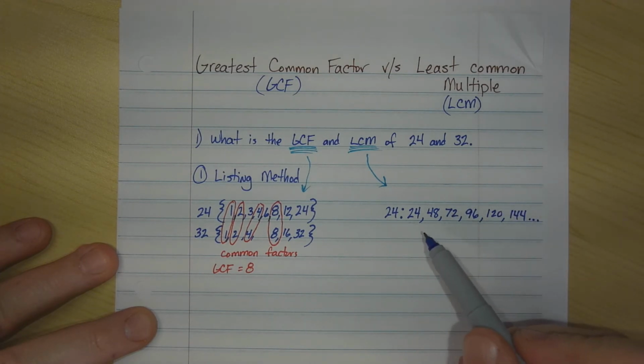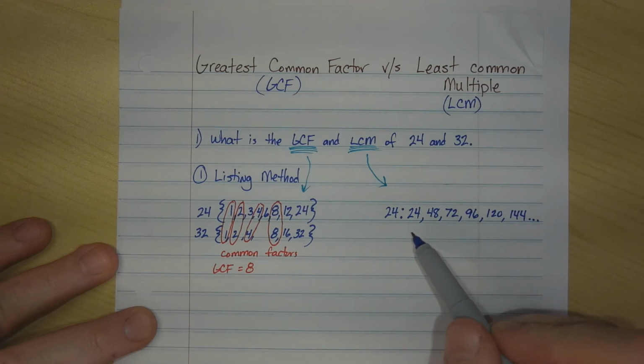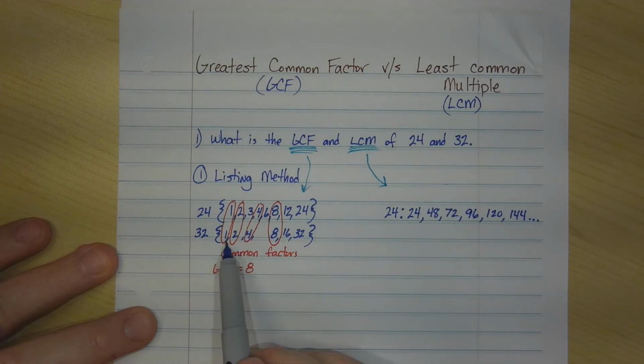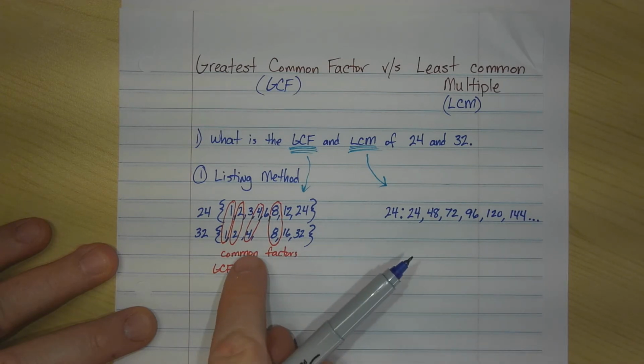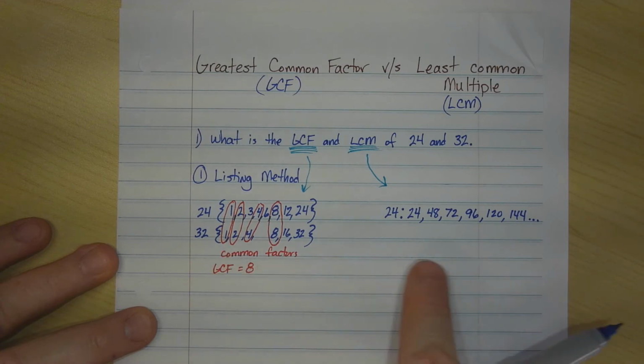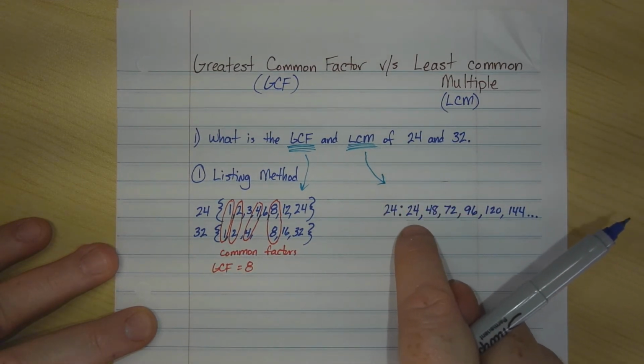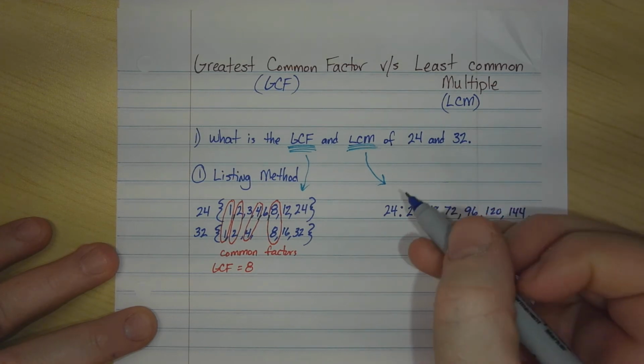Now the listing method can get quite long. And we're not looking for the greatest common multiple, we're looking for the least. So the smaller the better. If we were looking for the least common factor, we'd always come up with 1, right? But in this situation, we're looking for the least common multiple, so it's the smallest number. So let's go to 32.